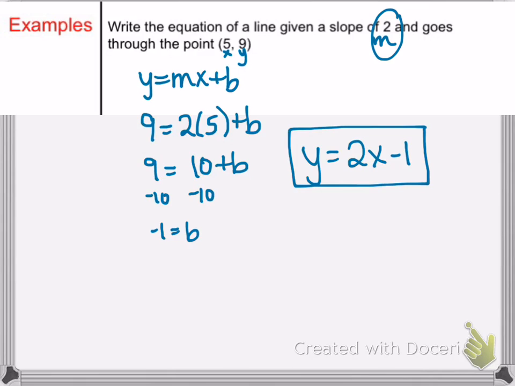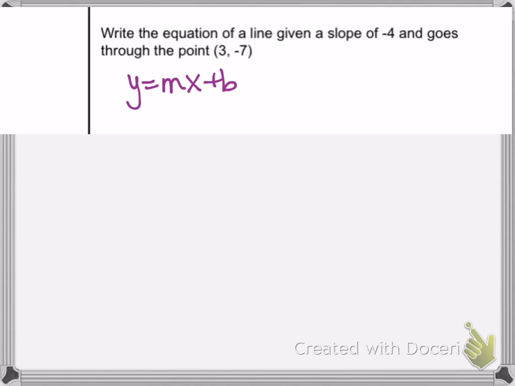Alright, when you're feeling comfy with that, we're going to do one more example together before I send you off to do a worksheet on Google Classroom. So let's do one more example together. Okay, if you need to stop and pause, but we're going to write the equation of a line given that there's a slope of -4 and that it goes through the point (3, -7).